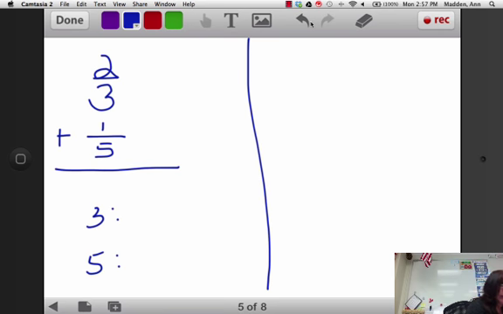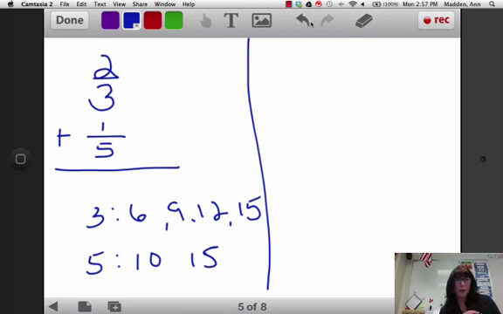2/3 plus 1/5. Common multiples are 3, 6, 9, 12, 15. 5, 10, 15. Sometimes a trick that you can do also, both 3 and 5 are odd. Many times you can multiply the two numbers together and you'll get your common denominator without having to list out all the multiples, which actually works here for the 3 and the 5, because 3 times 5 is 15, and that has become our lowest common denominator.